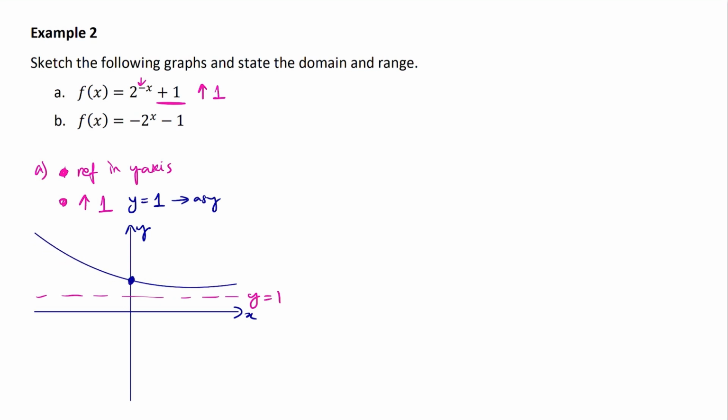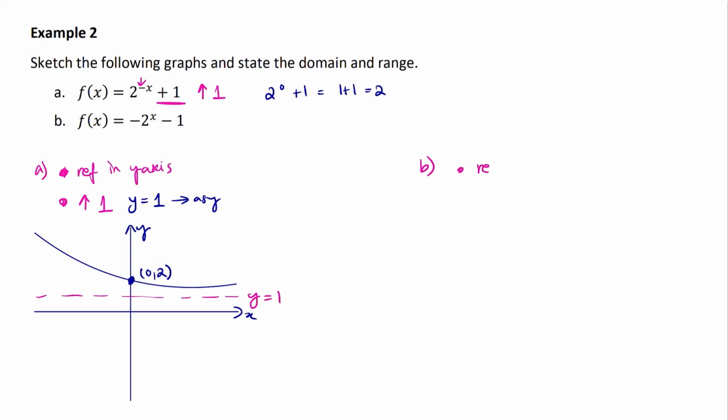So previously my y-intercept was at 1, but because I've moved the whole graph up by 1, then that will be at 2. And we can check that by substituting in 0. So 2 to the power of 0 is 1, and 1 plus 1 is 2. That's part A, something very similar for part B.